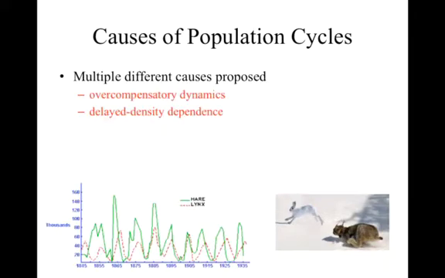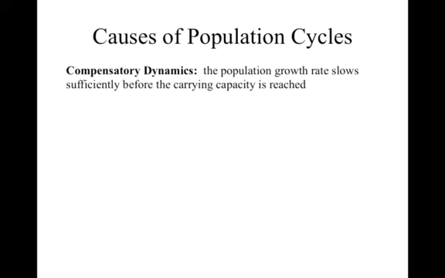When it comes down to it, everything except for weather patterns, though, has the same general reason behind why it causes population cycles. And that is that it results in what we call overcompensatory dynamics, and frequently it does this through delayed density dependence. But delayed density dependence is really just one way of getting what we call overcompensatory dynamics. All right, so what's overcompensatory dynamics?